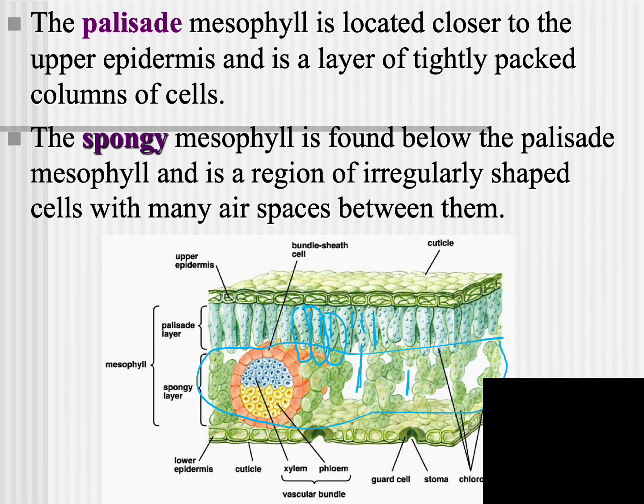Why? Because you need pockets for the exchange of carbon dioxide and oxygen. So around these spongy mesophyll cells, you can have gas exchange happening in all of these little open areas in between. And because there are pores or pockets of air in between them, that's why it's called spongy, like a sponge.